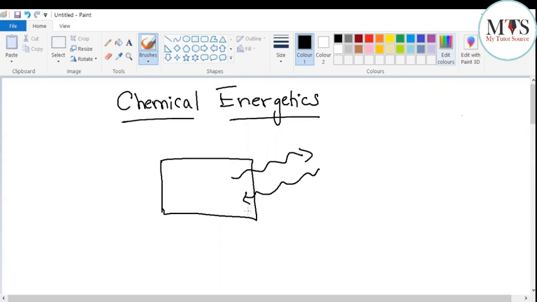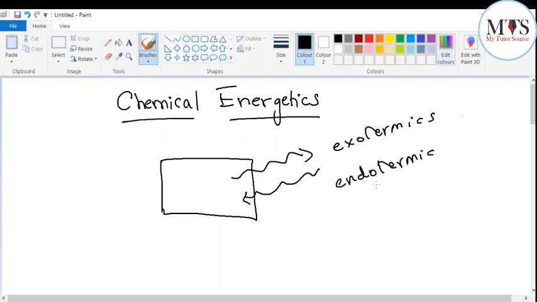So those reactions in which energy is released to the surroundings are known as exothermic reactions, and those reactions in which the energy is absorbed are known as endothermic reactions.